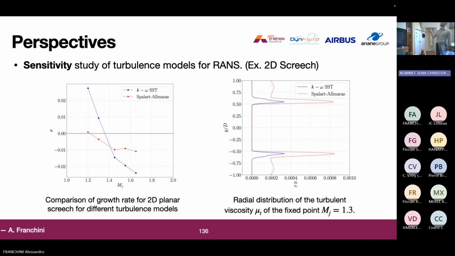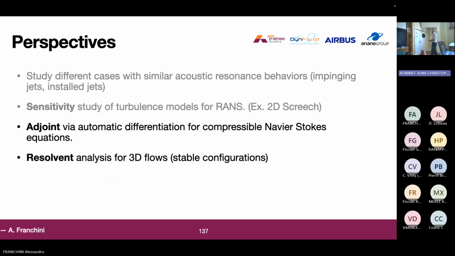And here, for example, if we take the case in which the Spalart-Allmaras is stable and the K omega model is unstable, we can actually see that the turbulent eddy viscosity of the Spalart-Allmaras is much higher in the nozzle lip region. So maybe it has a very high dissipation that dissipates too much of the instability, and so prevents the self-sustained mechanism from being active.